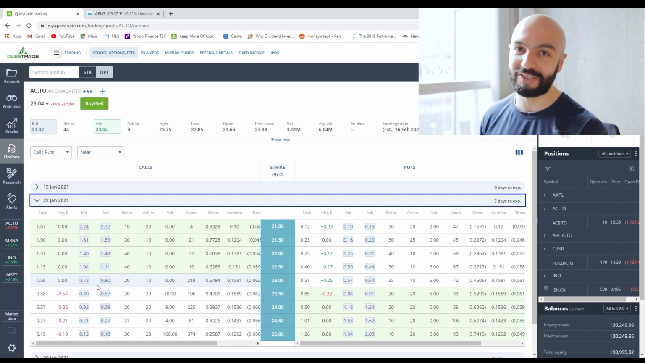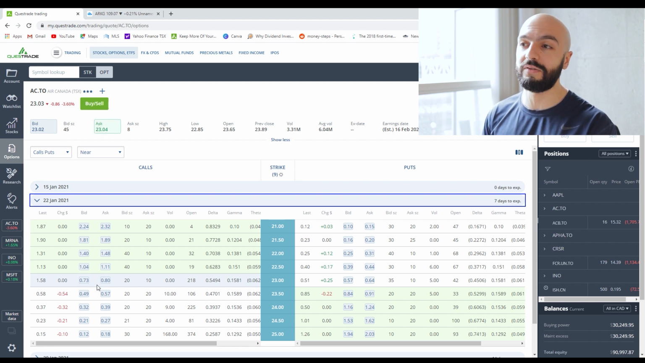Let me know if you have any questions. I've been getting a lot of messages from people, so thanks for reaching out. I'll try to answer all your questions. This is investing in your TFSA, pretty straightforward, not complicated. You can't do strangles, you can't do anything naked, which is good because you don't want to lose money in your TFSA. But ask me any questions you have.